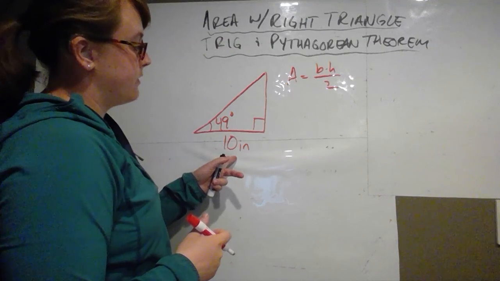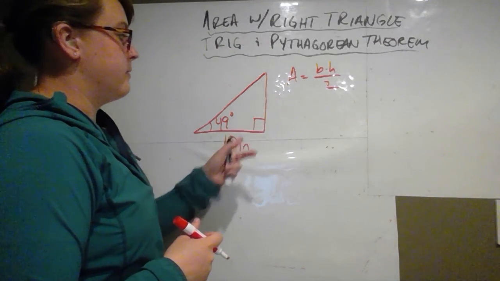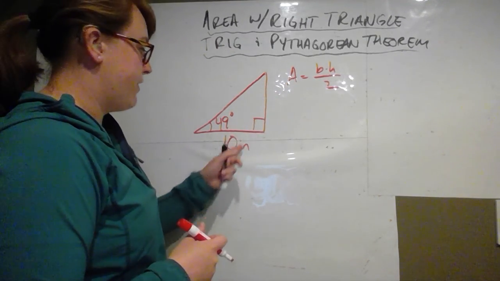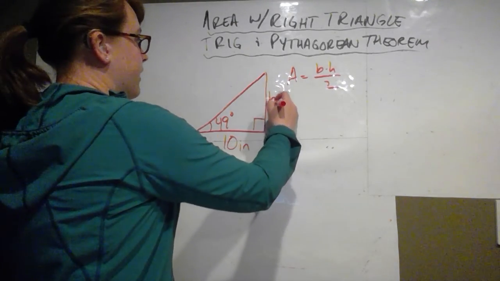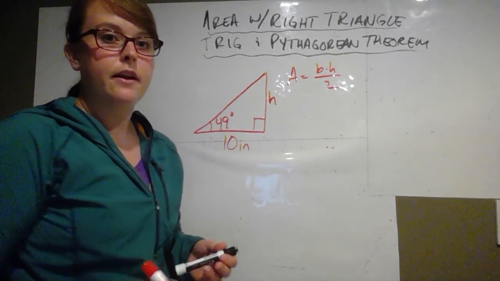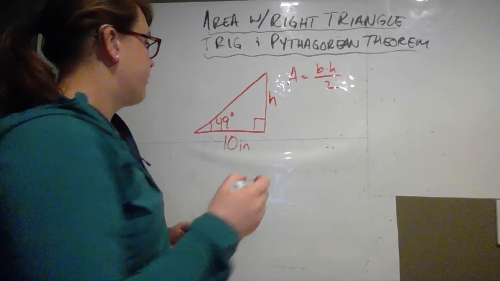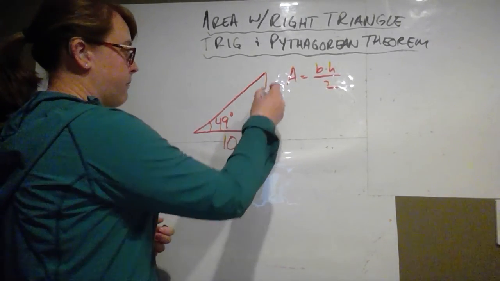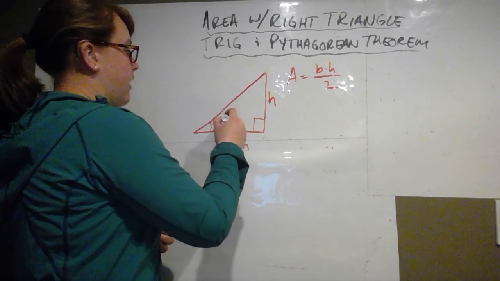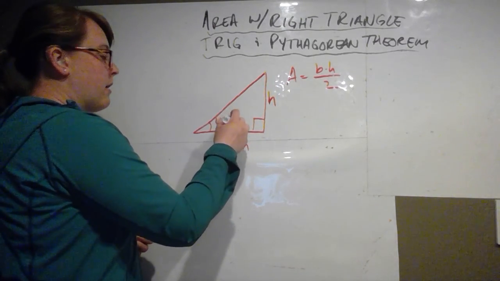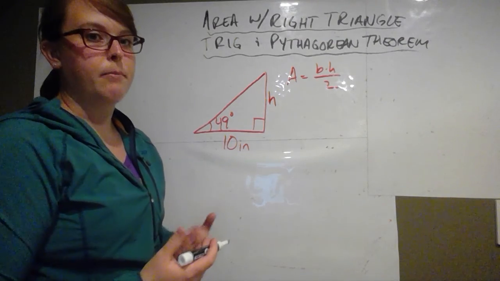So we have the base. We need to find the height, though, because the base and the height must be perpendicular. I only know this side. I also need to know this side, so I need to solve for the height. So this is where we're going to use some right triangle trig here. So first thing I'm going to do is, if I'm looking for a missing side with respect to the angle that I know, I'm going to label my sides opposite, adjacent, hypotenuse.